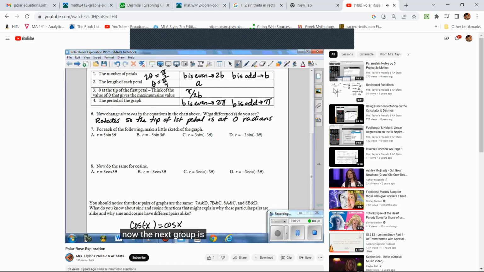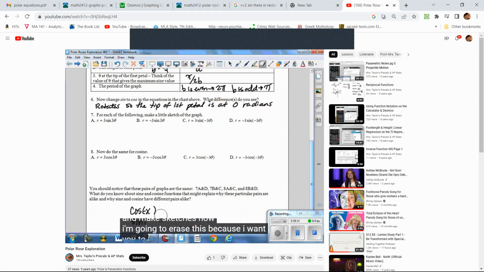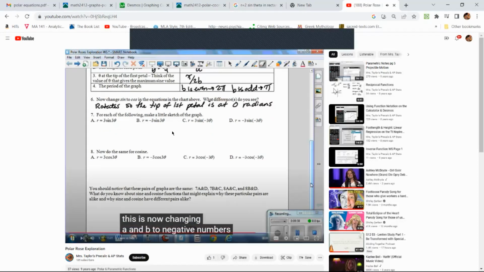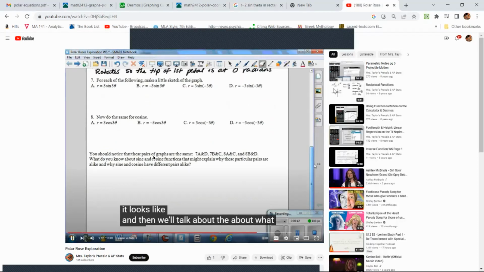Now, the next group is saying go through and make sketches. I'm going to erase this because I don't want you to see that yet. Make sketches of all of these graphs. This is now changing A and B to negative numbers, and we'll see what it looks like.